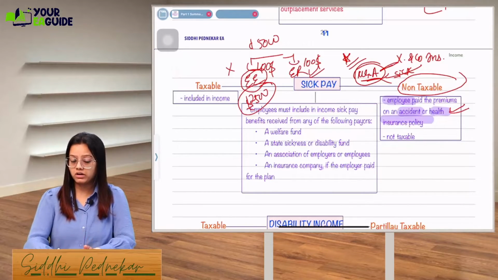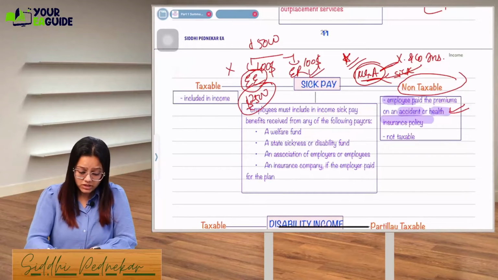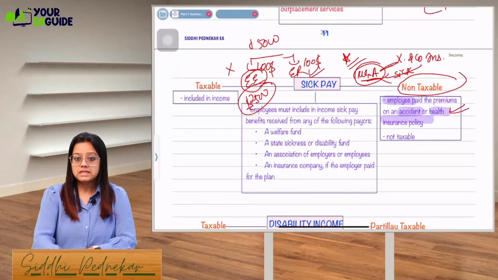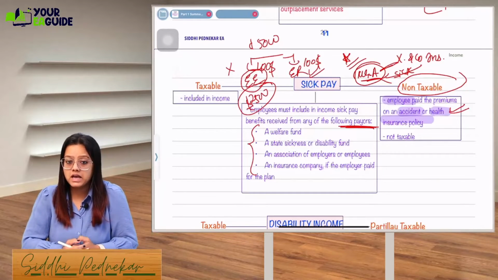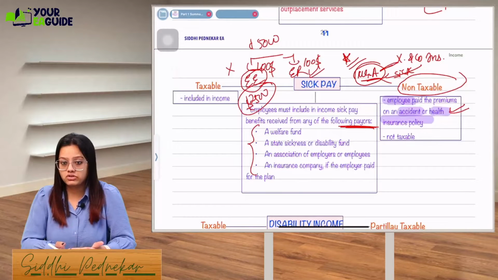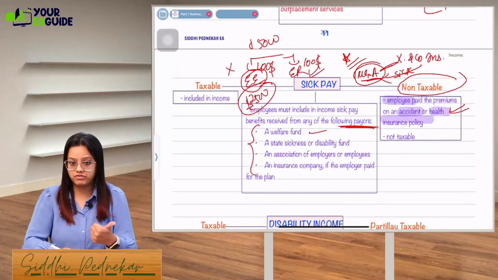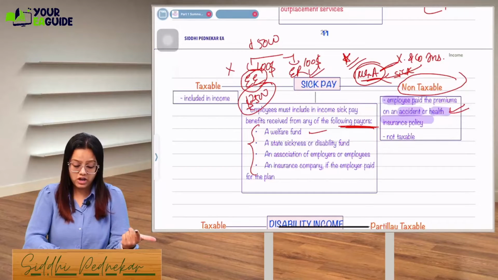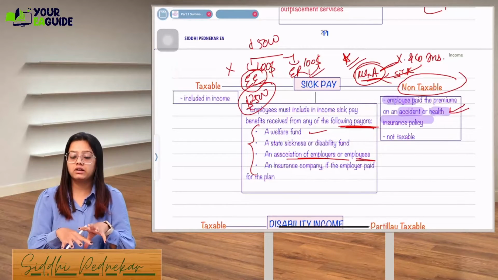Right now we are learning all employee related incomes. The employee must include the income, sick pay benefit received from any of the following payers. Who can be the payer? A welfare fund, a state sickness or disability fund, or an association of employers or employees. They might have created internal associations.